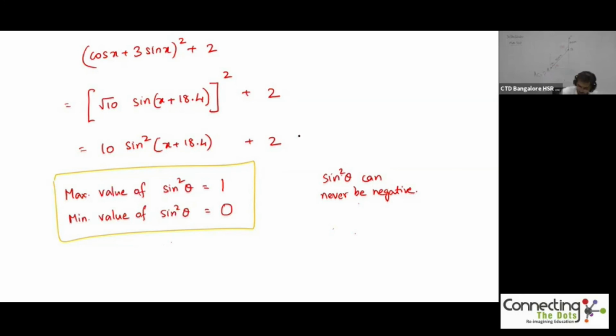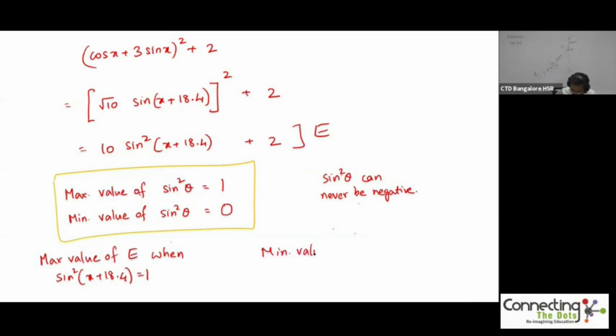And we have the lowest value of that thing when sine has the lowest value. So if we call this expression E, the max value of E is when sine square x plus 4 is equal to 1. And how much does it become? It becomes 12. What is the minimum value of E? Wait, why is it 12? Because this becomes 1. The maximum value is when this is 1.